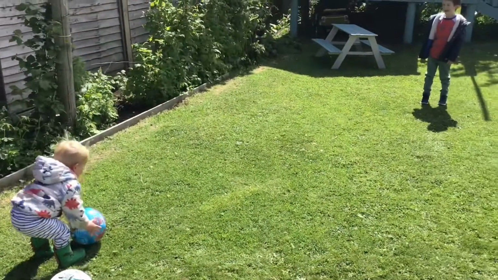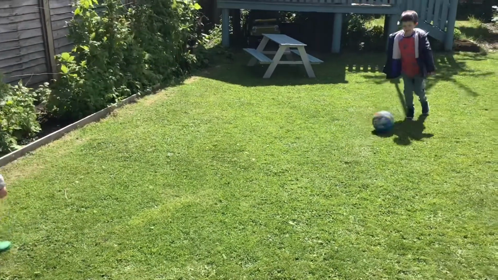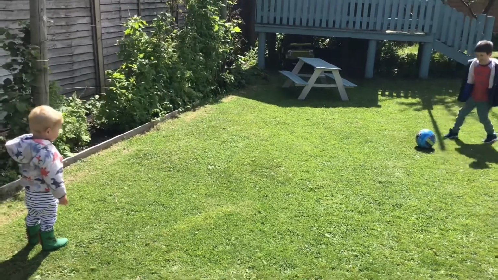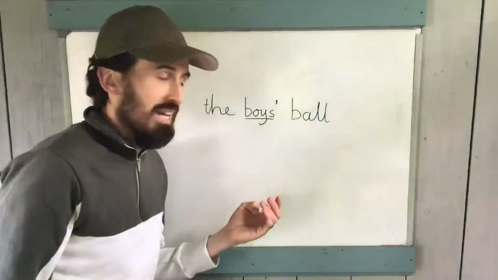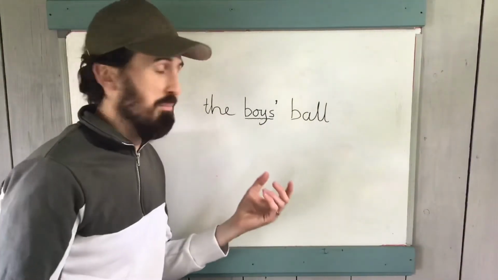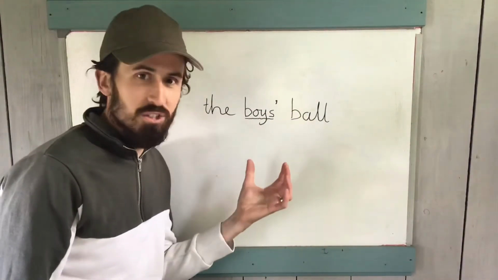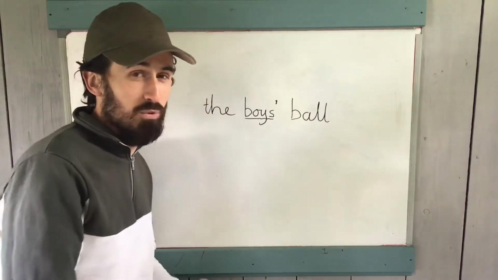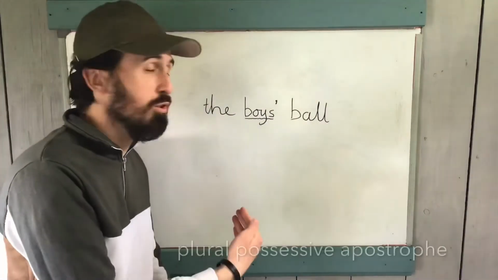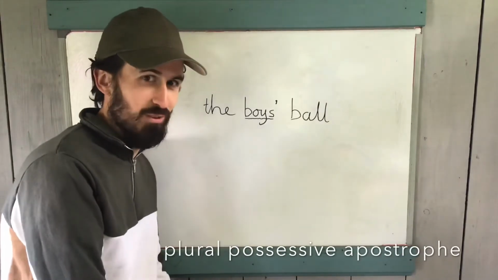Okay? In this case, for example, the ball belongs to both Jake and to Sonny. Okay? The boys' ball. And this is really important as we move forward. This is the plural possessive apostrophe.